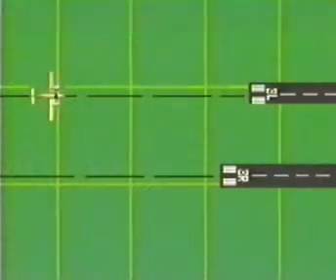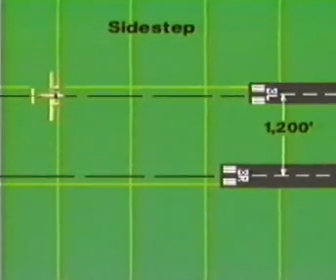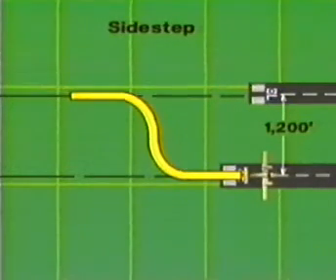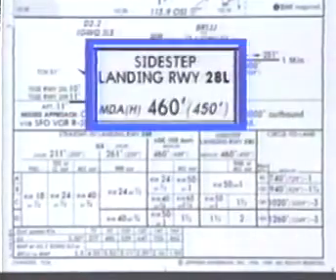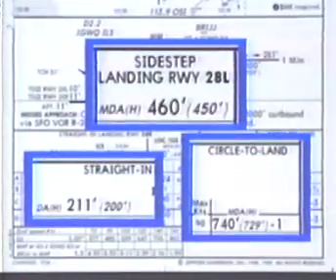When parallel runways are separated by 1,200 feet or less, ATC can authorize a sidestep procedure whereby you fly the approach to one of the runways, followed by a straight-in landing on the adjacent runway. You are expected to start the sidestep maneuver as soon as practical after you have the runway in sight. Sidestep maneuvers require higher minimums than a straight-in landing, but are normally lower than circling minimums.